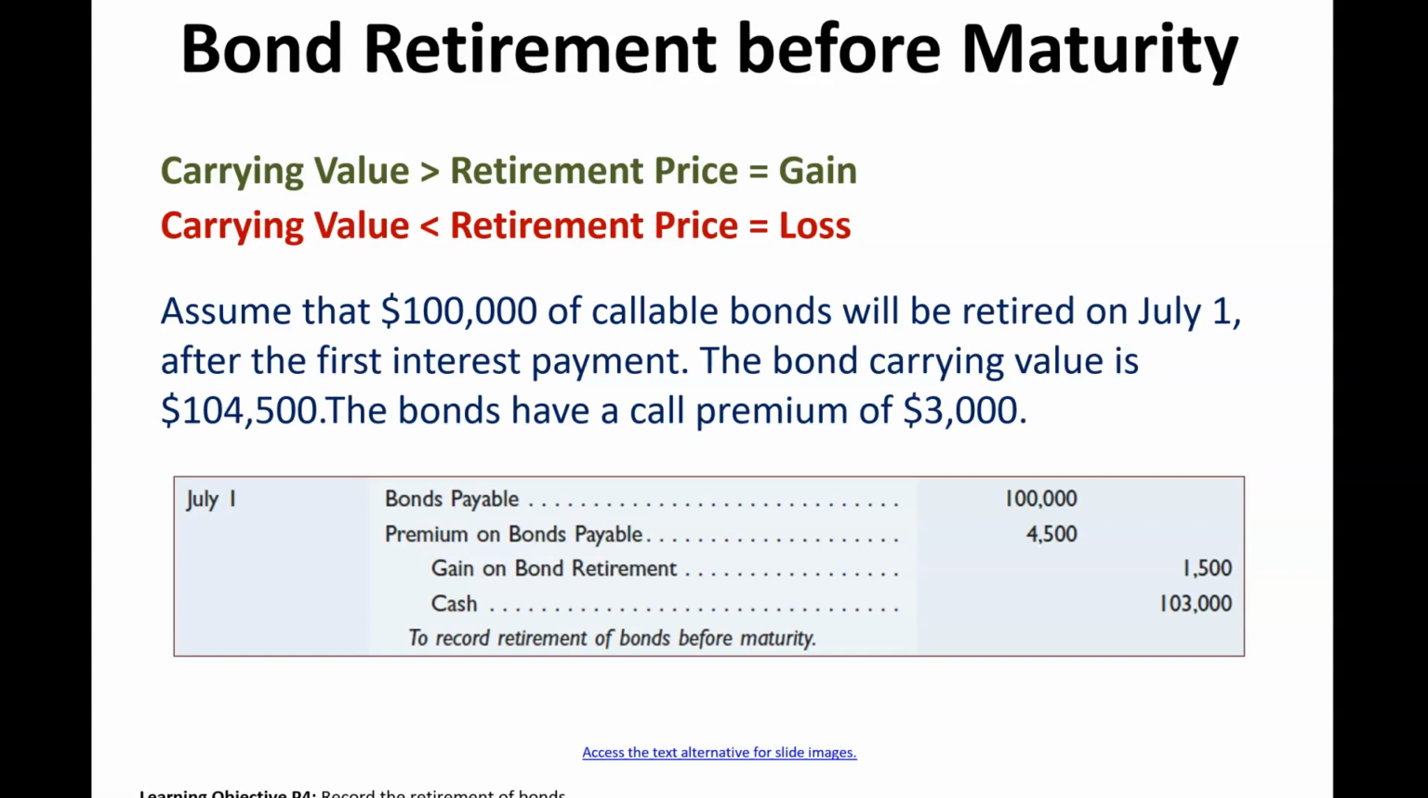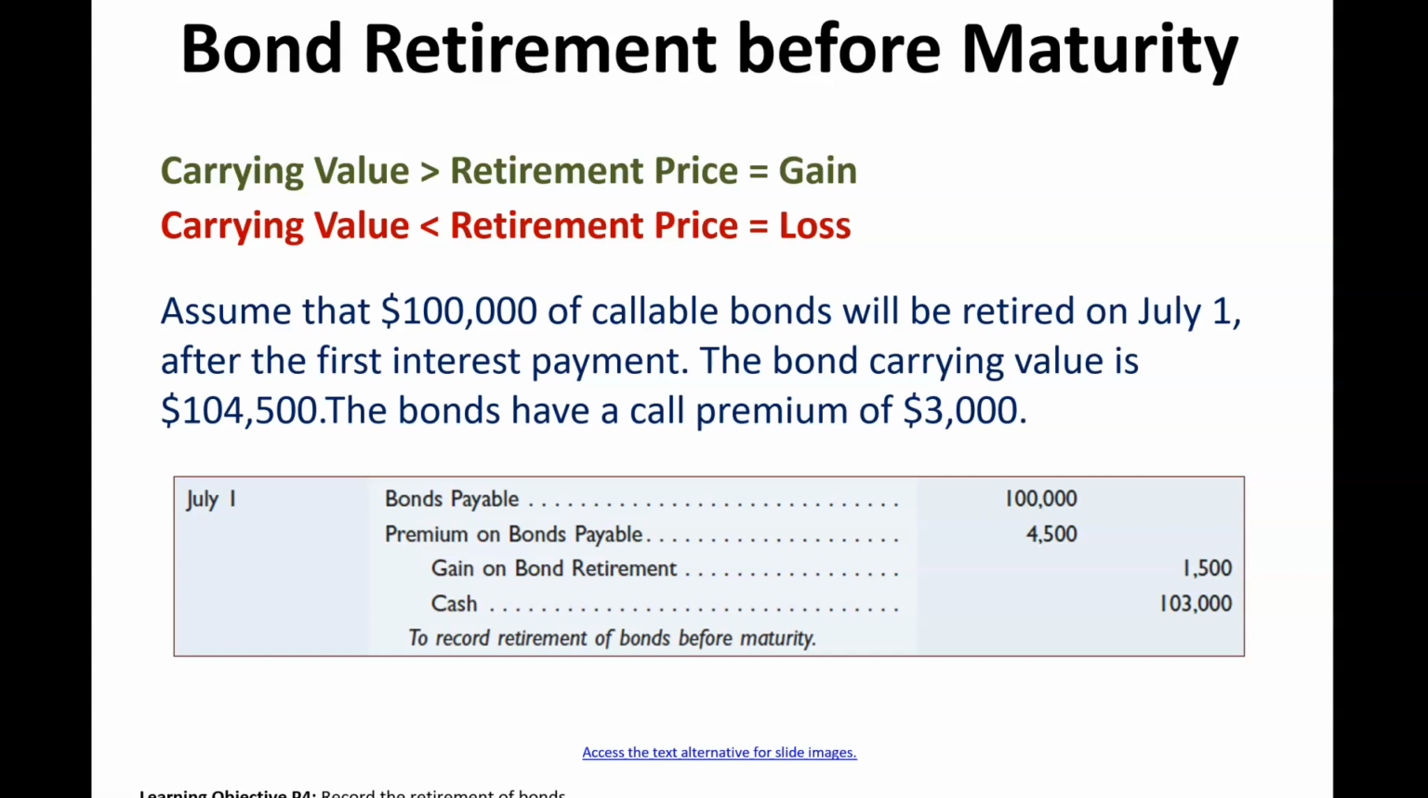Okay, how you would work this is, because you're retiring the bond, you need to zero out your bonds payable account. And since this was a $100,000 bond, you would debit bonds payable to bring it to zero. And then your cash would be $103,000. The $100,000 for the bond, and then the $3,000 for the retirement.